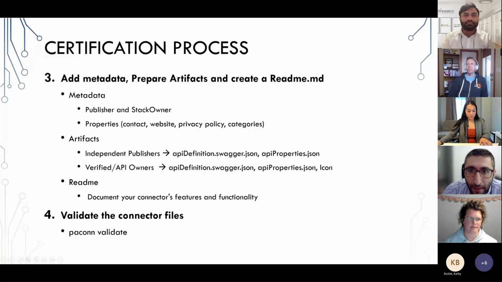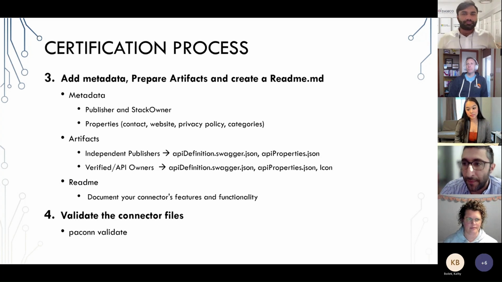After that, we're going to get into preparing our artifacts and metadata. And for that, there are some important properties to include. For example, the publisher and stack owner. For independent publishers, those two should be different because the publisher does not own the API and the stack owner is the owner of the API.